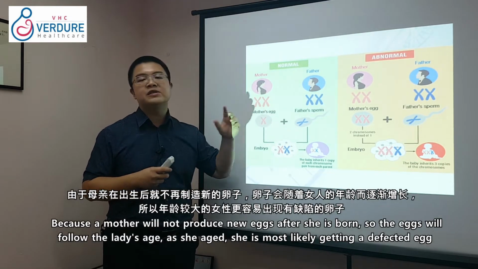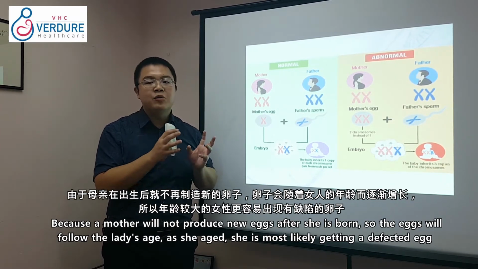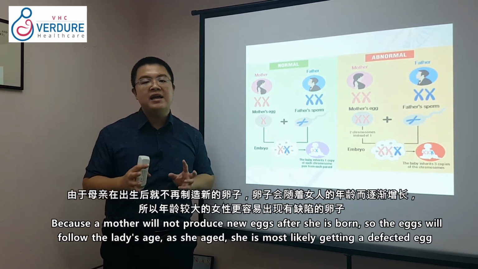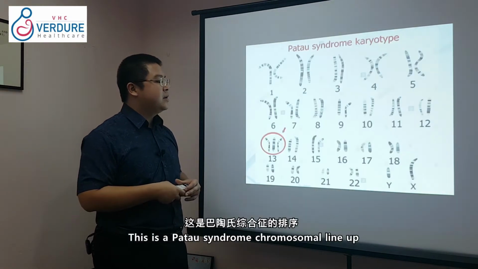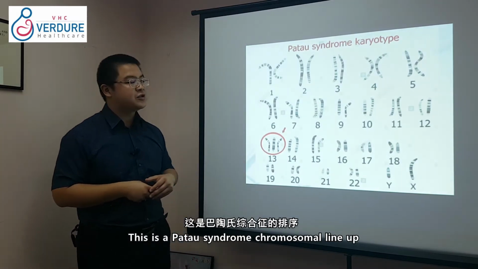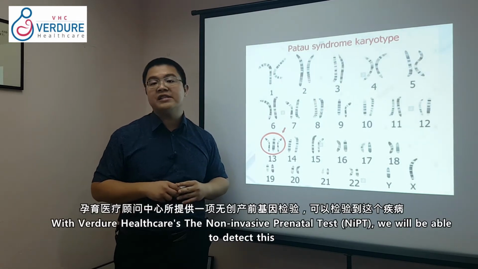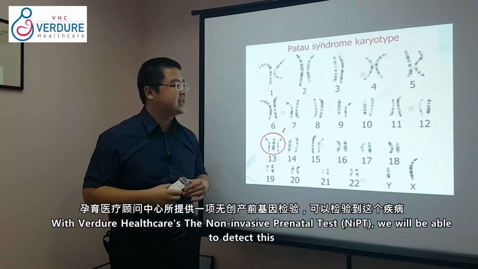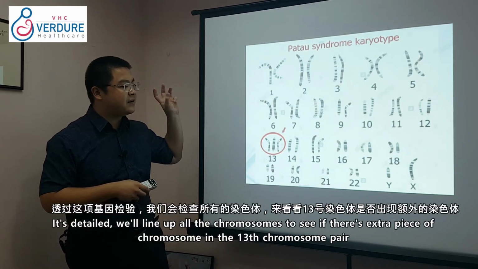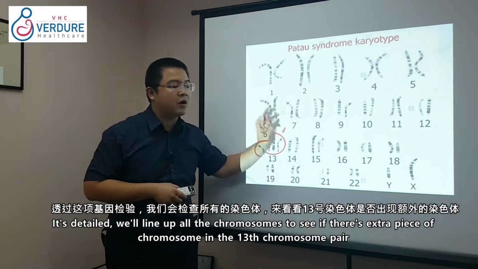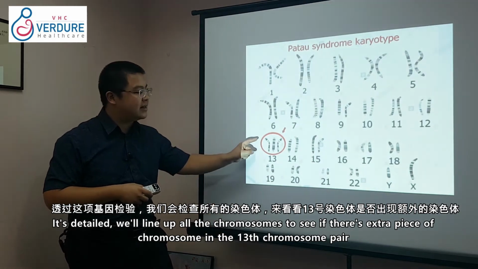But because mothers do not produce new eggs after they are born, the eggs will follow the lady's age, and as they age, the likelihood of getting a defective egg is actually higher. All right, so this is the Patau syndrome chromosomal lineup over here. So with Verdure Healthcare's non-invasive prenatal test, NIPT, we will be able to detect this. It's a very deep technique whereby we line up all the chromosomes here, and we will be able to see if there is an extra piece of chromosome in the 13th slot.